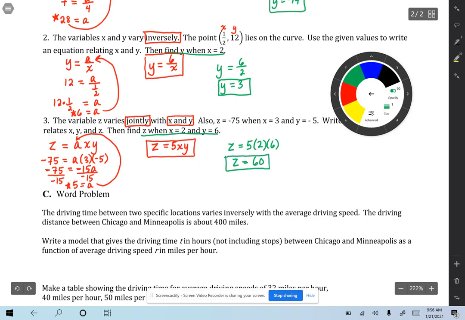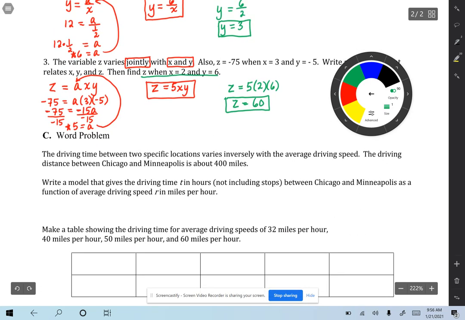Here we go. The driving distance between two specific locations varies inversely with the average driving speed. The driving distance between Chicago and Minneapolis is about 400 miles. So here we said varies inversely. So as one increases, the other decreases. So as driving speed increases, the driving time decreases.